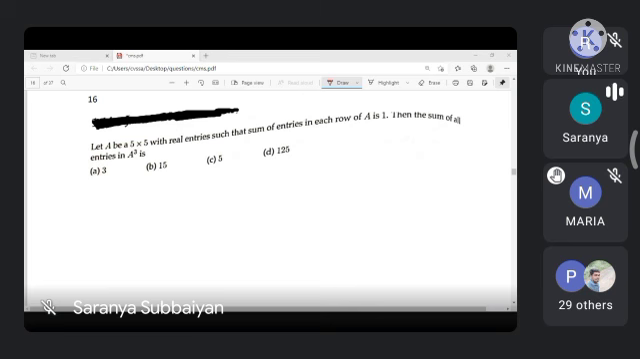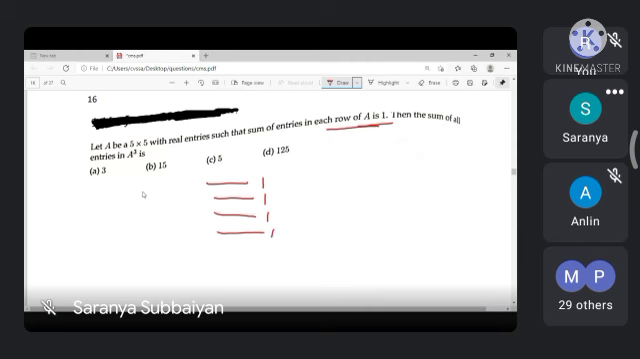Okay. Shall I explain? Yes, ma'am. So the hint is: 5 cross 5 matrix with real entries such that the sum of entries in each row of A is 1. Each row sum should be 1. Correct? So you can take the identity matrix. Yes, that is easy.